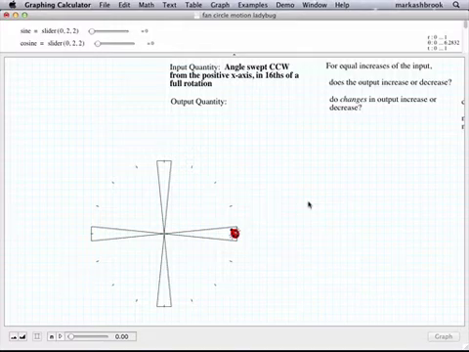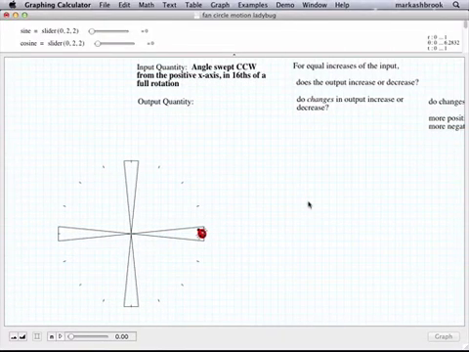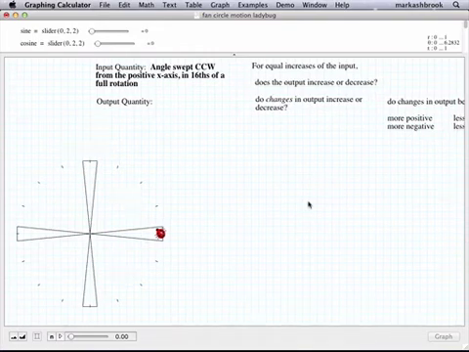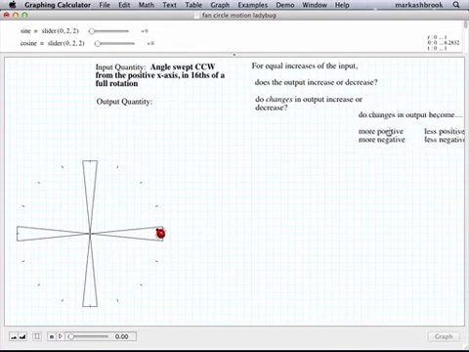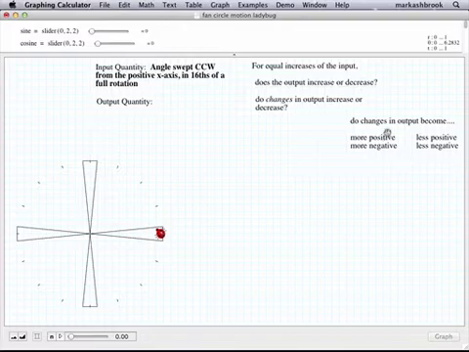Okay, and then we said, to help us answer that second question, do the changes increase or decrease? We asked about the changes. Are the changes becoming more positive? Are they becoming less positive? More negative? Less negative? So if we're stuck on this, we ask, are the changes increasing or decreasing? Remember there was this kind of counterintuitive thing that happened, right? So we can ask the sub-question, are the changes becoming more or less positive or negative?